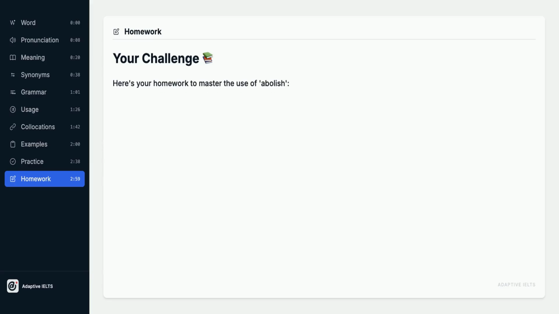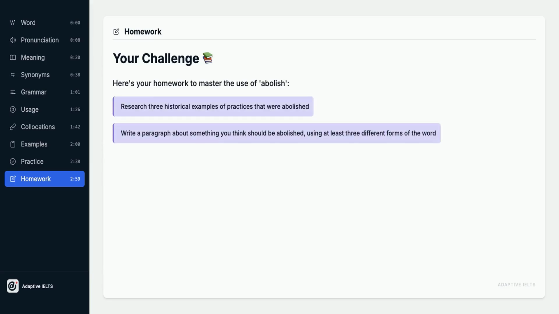And here's your homework to reinforce what we've learned today. 1. Research 3 historical examples of practices that were abolished. 2. Write a paragraph about something you think should be abolished, using at least 3 different forms of the word. 3. Create 5 sentences using different collocations with abolish.